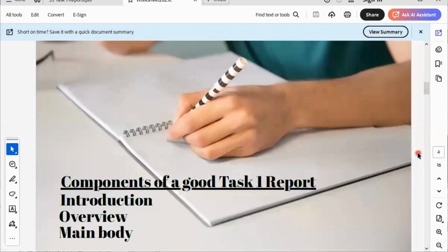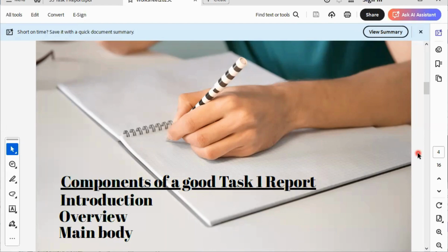Okay? Now, your report should have 3 major components. How many? 3 major components. The first one is what we call the introduction. The introduction is the part of the report that introduces what you want to write about. It gives the reader an idea of, okay, what am I expecting to read here? What is this report about?